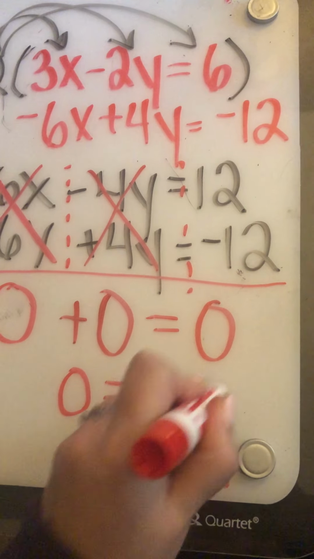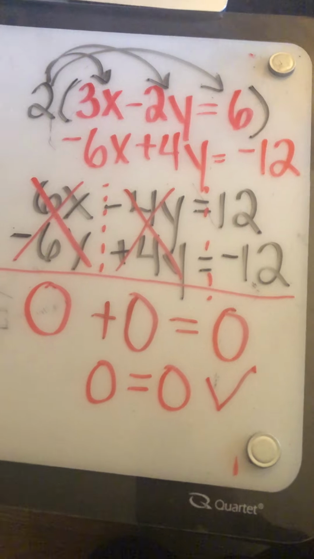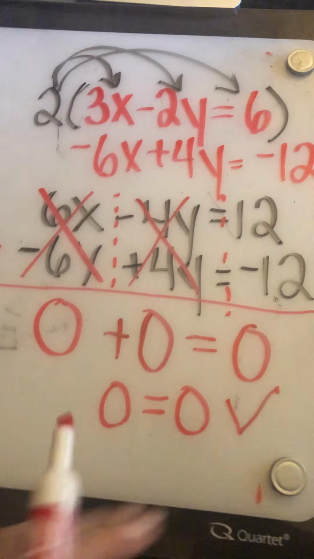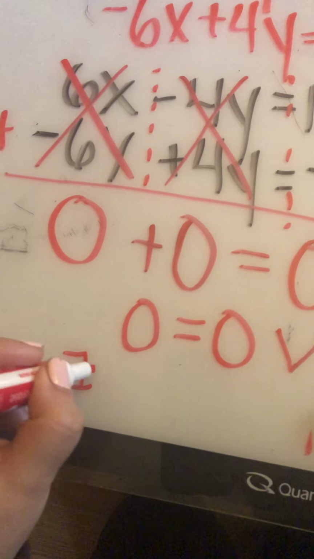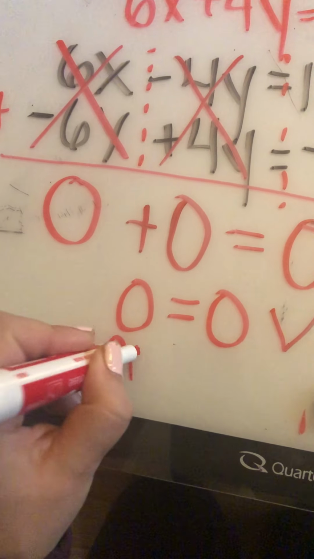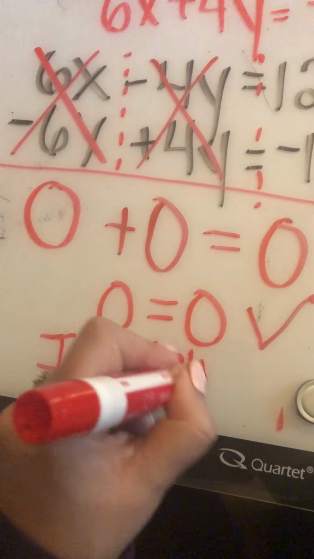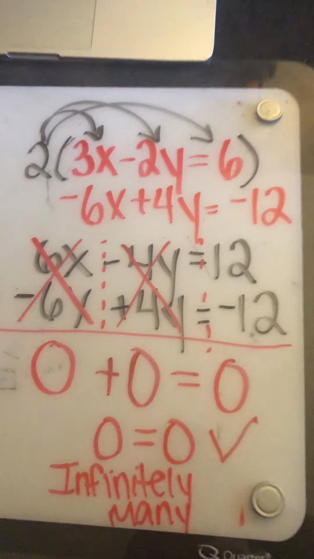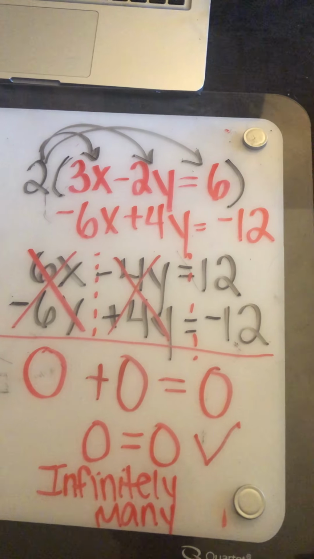So how many solutions do you think there are if our variable eliminated, and I'm getting a true statement? This would be infinitely many. Okay, these two lines would be exactly the same, so they would share infinitely many solutions.